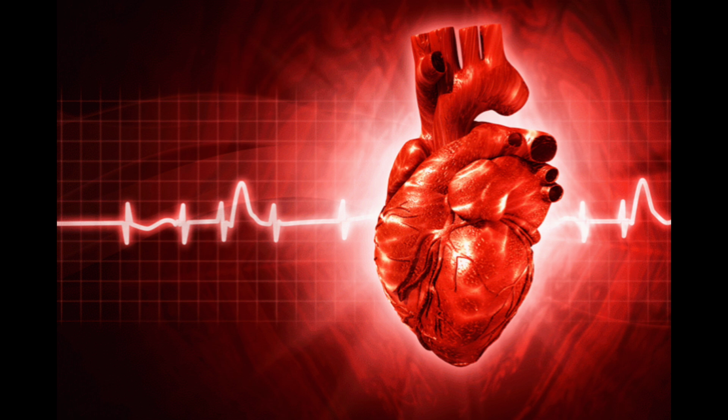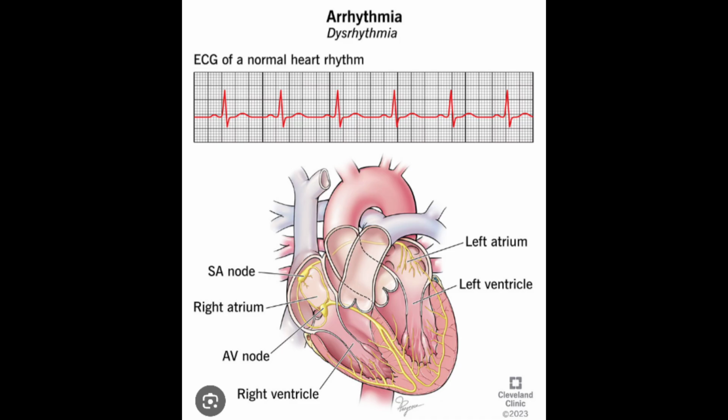So what exactly is a dysrhythmia? A dysrhythmia or arrhythmia is an abnormal heart rhythm caused by issues in the heart's electrical conduction system. The heart relies on a precise sequence of electrical impulses to contract and pump blood effectively. When something disrupts that rhythm, it can lead to beats that are too fast, too slow, or irregular. There are many types of dysrhythmias, and while some are harmless, others can be life-threatening. They can lead to poor circulation, blood clots, stroke, and even cardiac arrest.